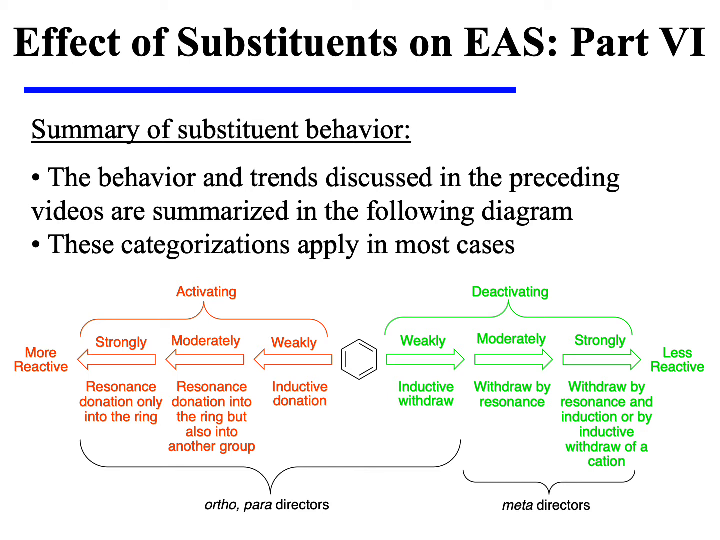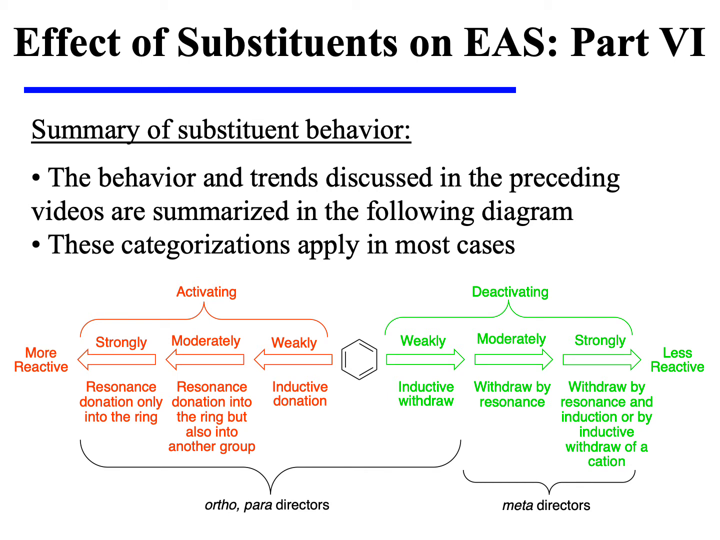On the left-hand side of the diagram, we see activating groups. Now, activating groups can be further subdivided into those that are weakly activating, moderately activating, and strongly activating. The further we move to the left, the more reactive the compound will be toward EAS reaction. So what makes a ring weakly activated, moderately activated, or strongly activated? Well, we see those descriptions underneath the arrows.